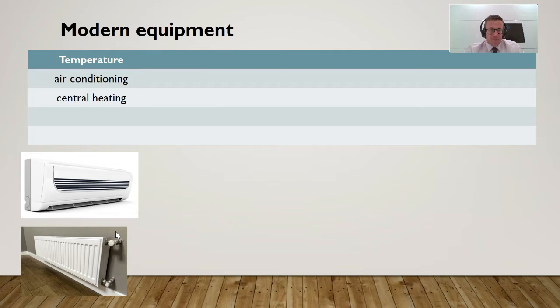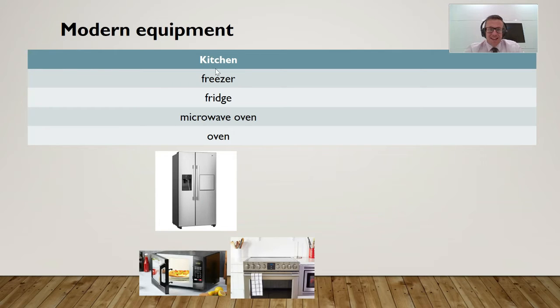Then we have kitchen. Kitchen is where you make food in the house. We have freezer, fridge, and that's in this picture here. The freezer is the very cold one with the ice, and the fridge is the slightly cold one that we put most of our food in.